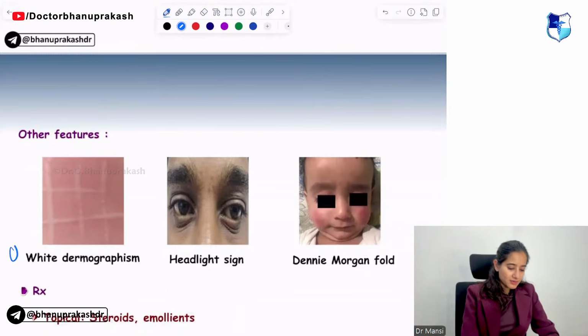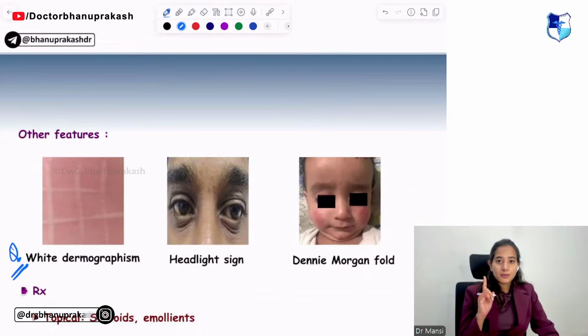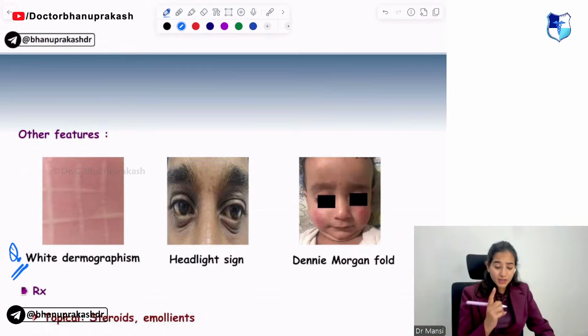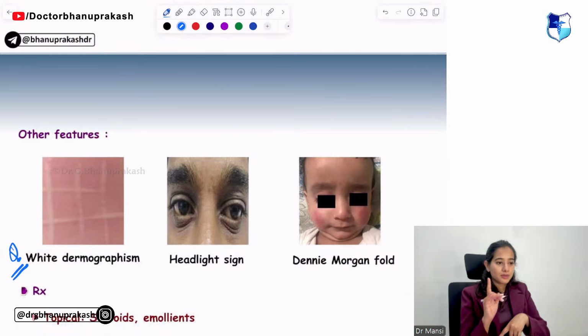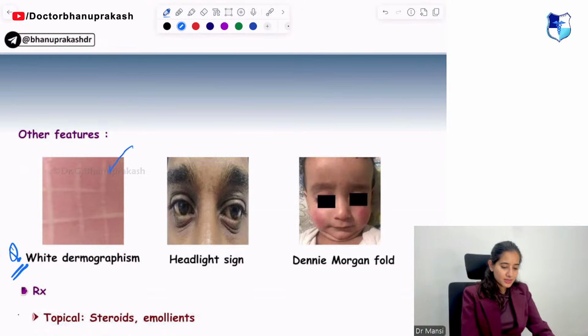Then what we have is white dermographism. Just compare it with the dermographism, which was an exaggerated response in case of urticaria, where the lines of the trauma were pinkish, but here this is white. So white dermographism is a feature of atopic dermatitis.